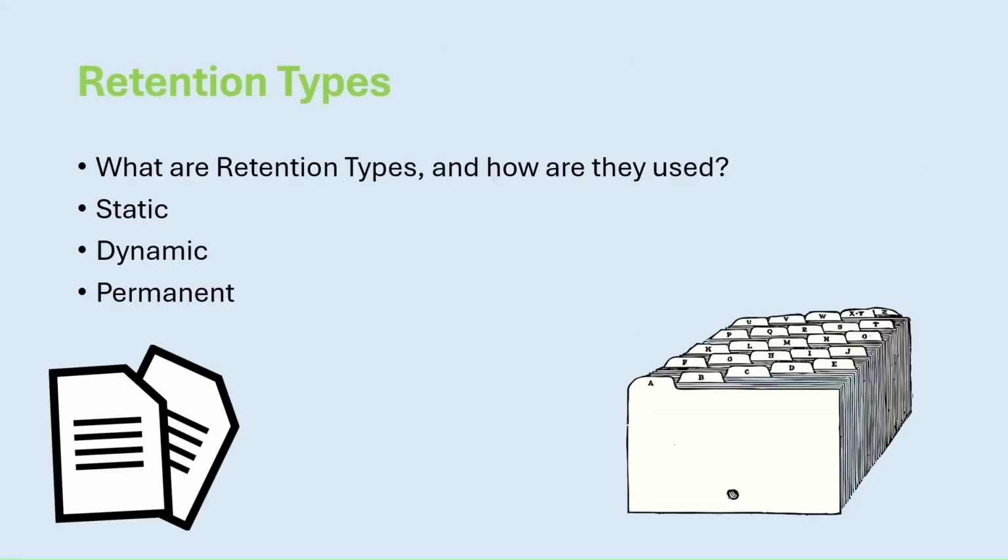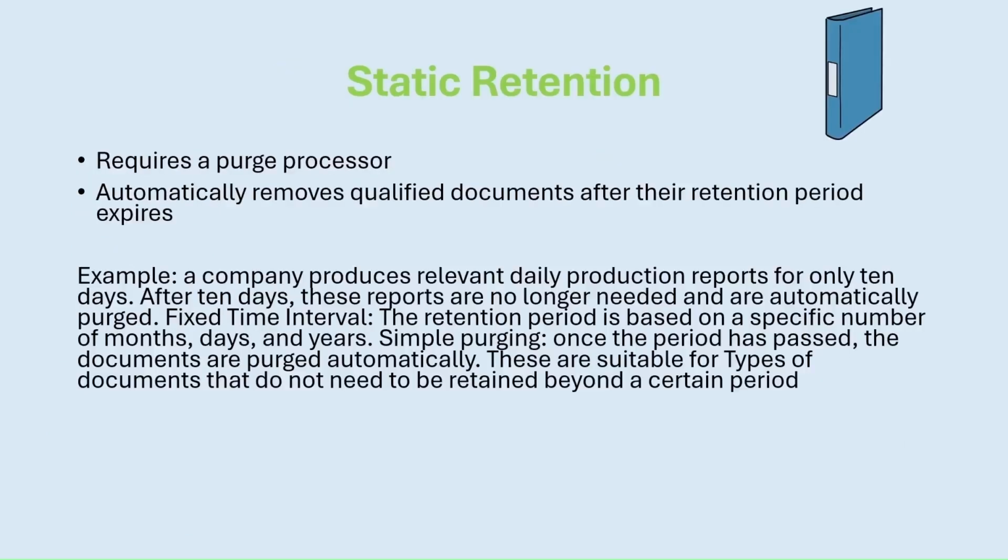To venture into this more, we have three retention types. And for those, we have static, dynamic, and permanent. Now let's take a look. Static retention requires a purge processor. Automatically removes qualified documents after the retention period expires. An example would be a company that produces relevant daily production reports only for 10 days. After 10 days, these reports are no longer needed and are automatically purged.